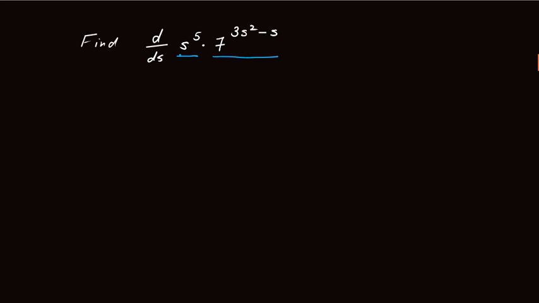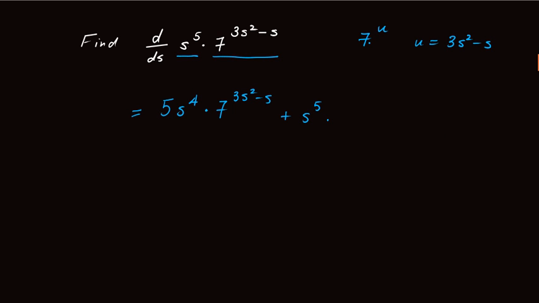The product rule says I'm going to take the derivative of the first function. That's going to be 5 times s to the fourth by the power rule. Then I'll have to multiply by the second function without doing anything to it. And then I have to take the first function, s to the fifth, multiply it by the derivative of the second function. Now here's where the chain rule needs to be applied, because this is a composition of 7 to the u, where u is 3s squared minus s.